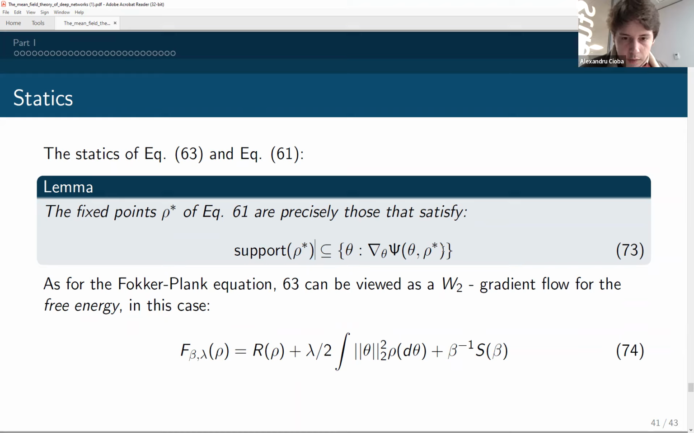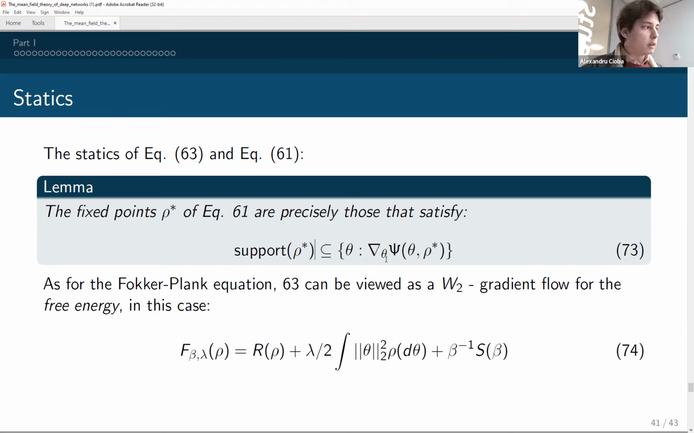So in particular, they're exactly the ones for which the support of rho, and I'm missing an equals 0 here, are the ones where the gradient with respect to theta of the potential is equal to 0. So the idea being that if you vary theta in any which way and in any which direction, then in this set of fixed points, the potential doesn't change that much, which is kind of natural given how rho was defined.